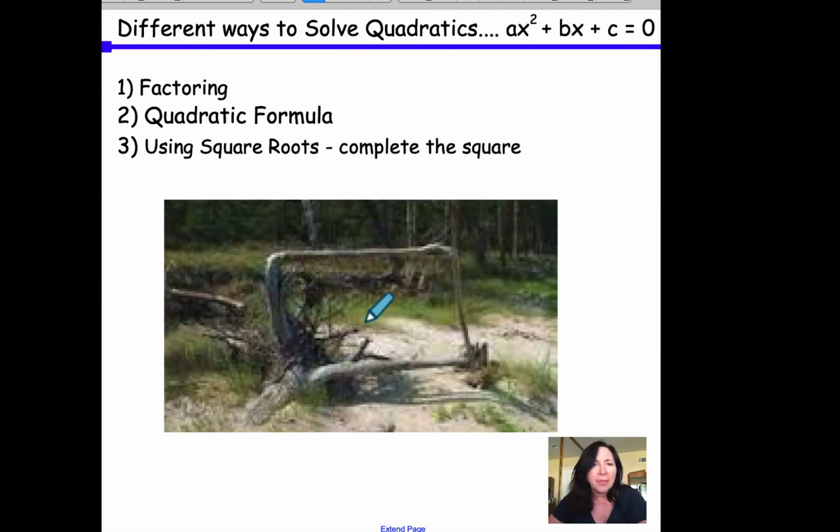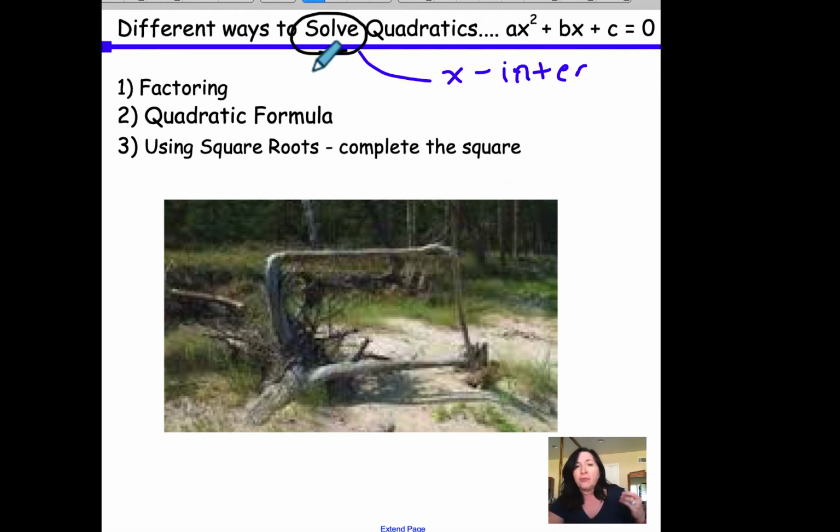So let's move on. Again, different ways to solve a quadratic, and that's the big word, solve. It's very important, but solve means find the x-intercepts. So if you have a quadratic and the directions say solve, you are looking for the x-intercepts, period. Those could be called roots, they could be called solutions, but they are the x-intercepts. It's where the graph crosses the x-axis. And there are multiple ways to find that.